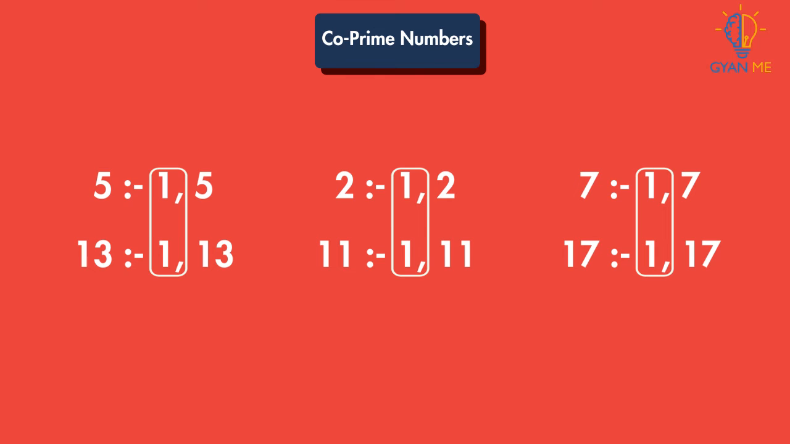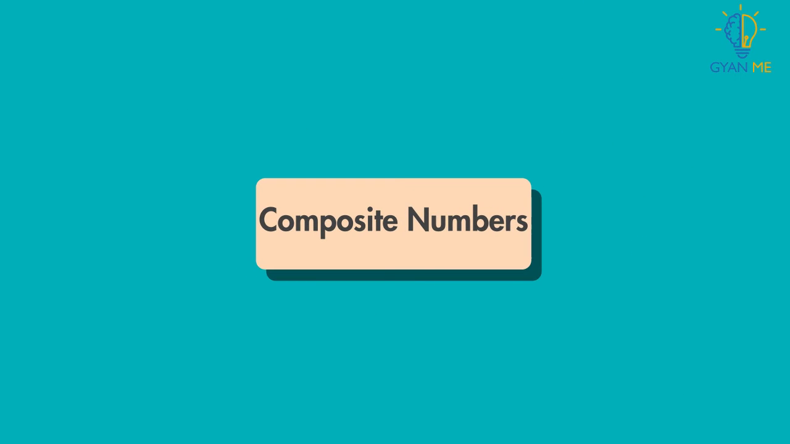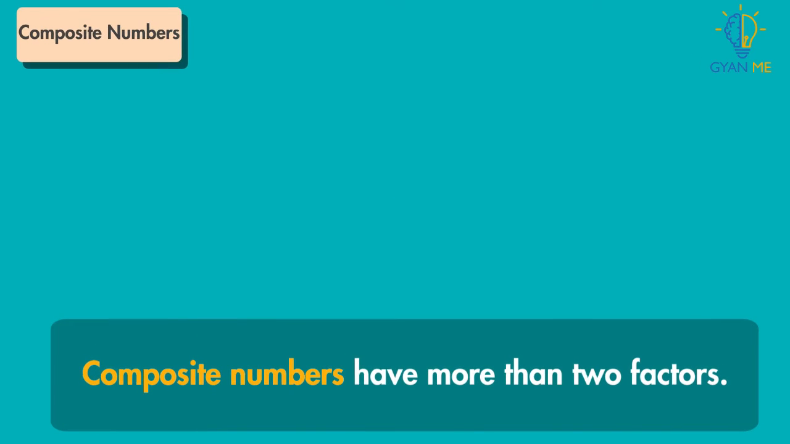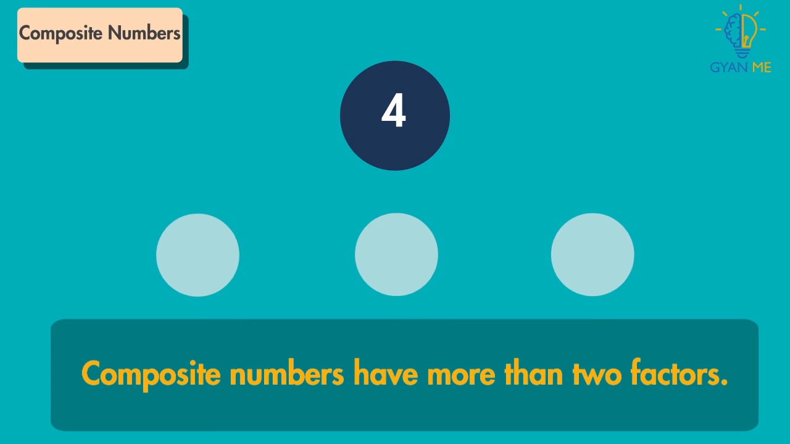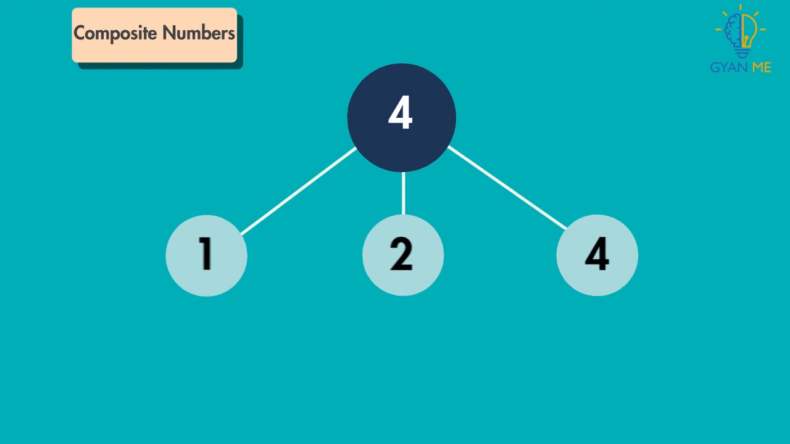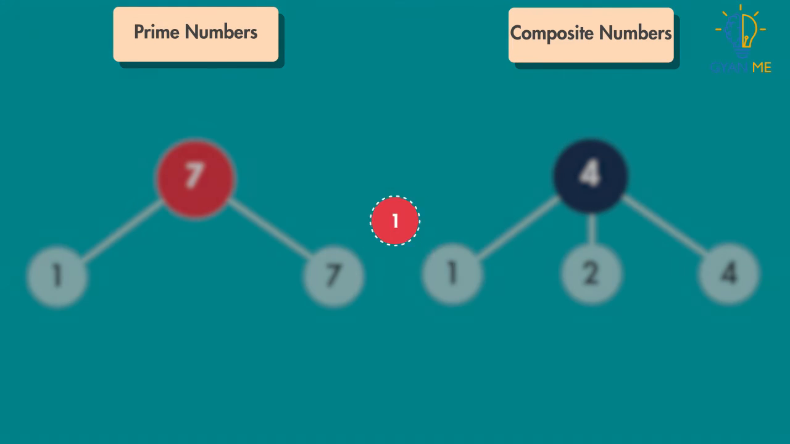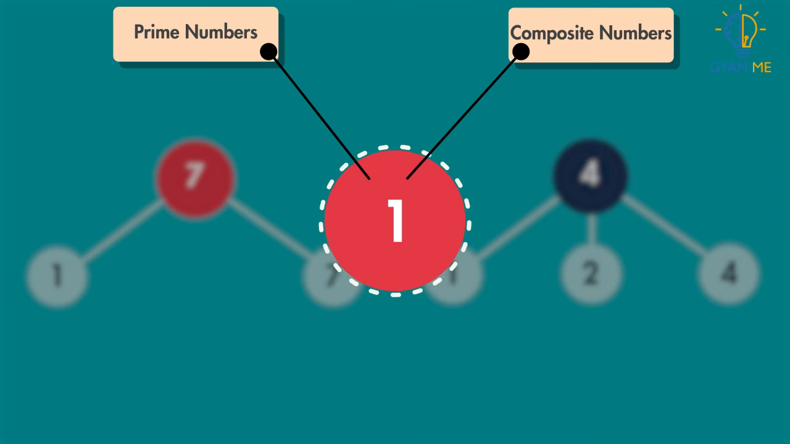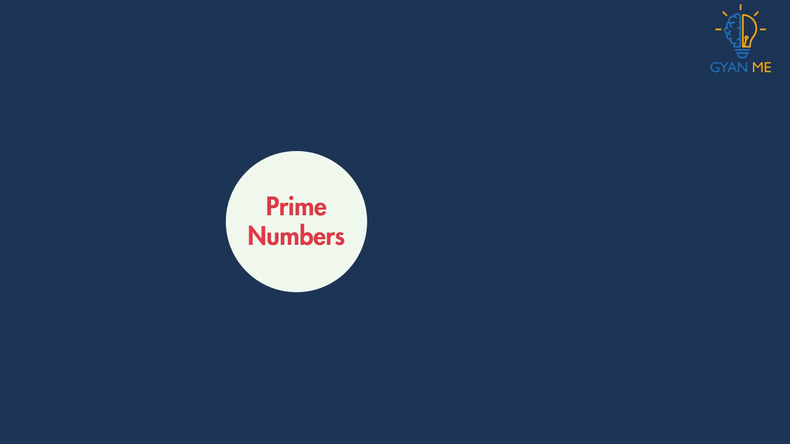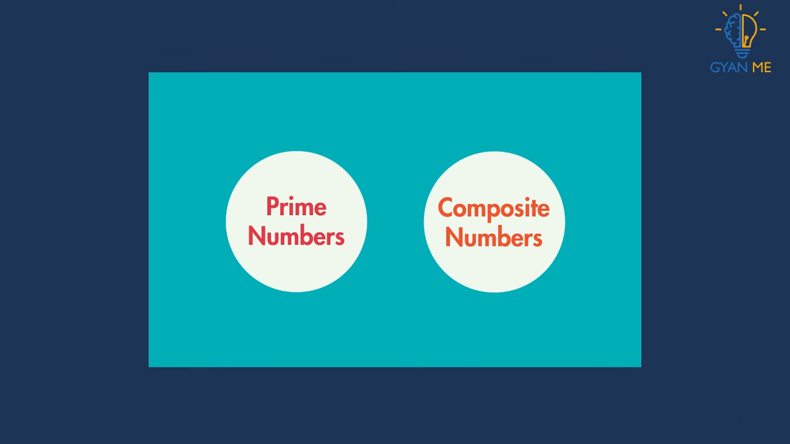Students, now let us refresh the concept of composite numbers. Composite numbers have more than two factors. For example, 4 has 3 factors, 1, 2 and 4. So we can say that a composite number can never be a prime number, because a prime number only has 2 factors and a composite number always has more than 2 factors. It will be interesting to know that 1 is neither a prime number nor a composite number, because it has only one factor, that is the number 1 itself. Both set of prime numbers and composite numbers are the subset of bigger set, natural numbers.